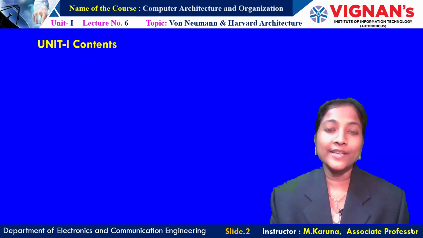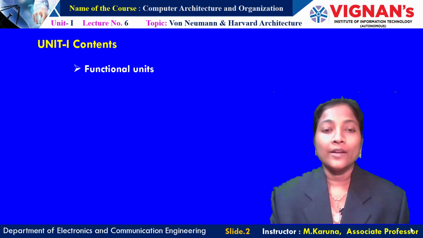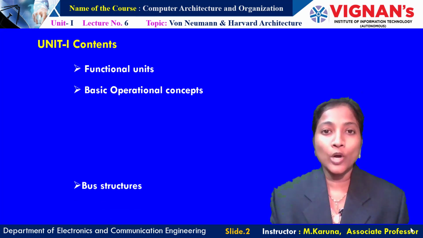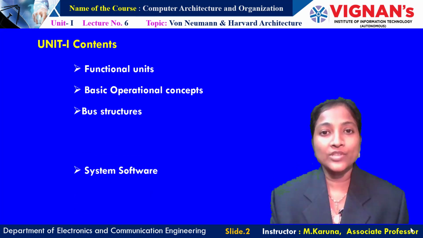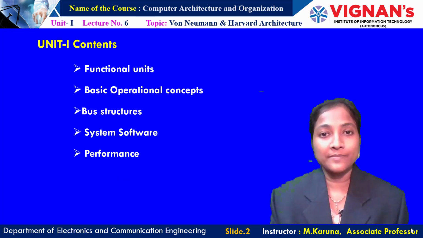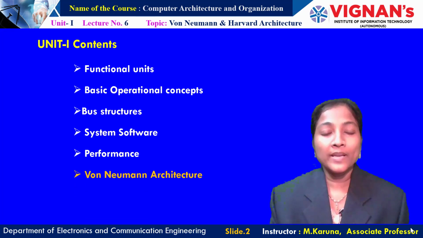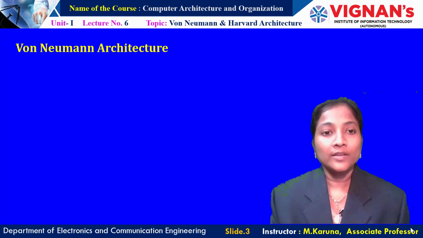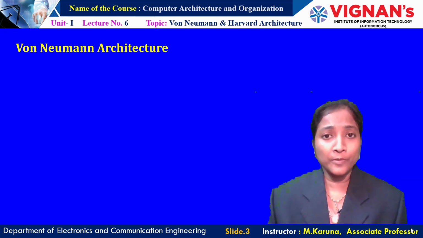Unit 1 contains the following topics: functional units, basic operational concepts, bus structure, system software, performance measurement of the system, and Von Neumann and Harvard architectures. In this topic, we will discuss Von Neumann and Harvard architectures. The Von Neumann architecture was published by John von Neumann in 1945.